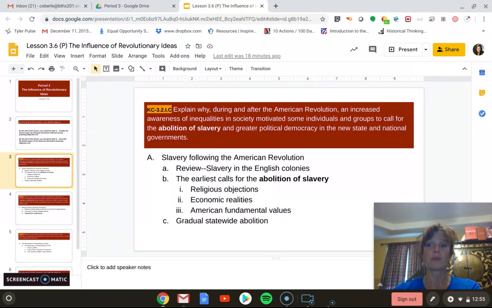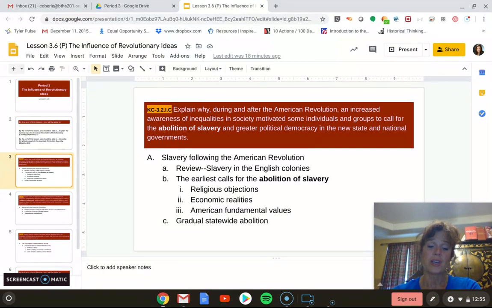Thomas Jefferson owned slaves. George Washington owned slaves. They were both leaders of the American Revolution, and they were planters who owned enslaved Africans after the war was over and for the rest of their lives. George Washington did, however, free his slaves upon his death.